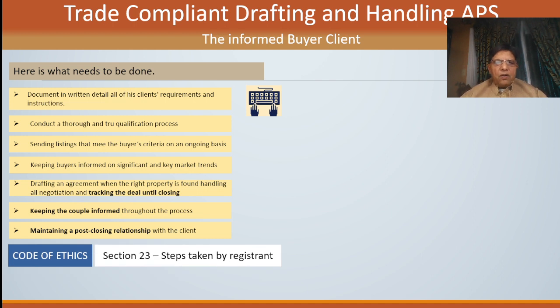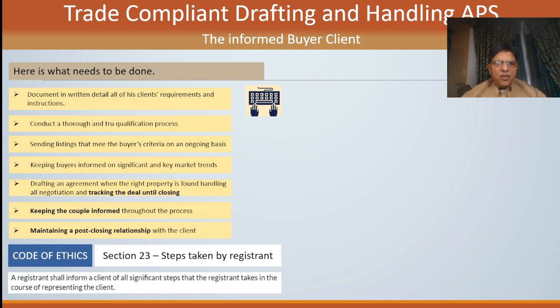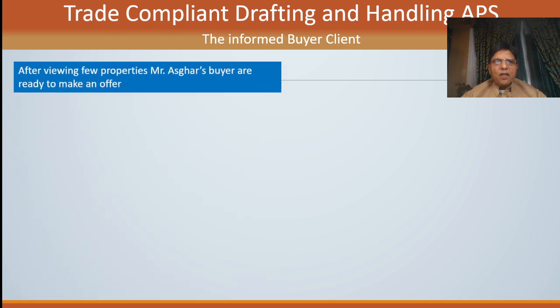Section 23, Code of Ethics, steps taken by the registrant. A registrant shall inform a client of all significant steps that the registrant takes in the course of representing the client. That's what we are talking about: keep buyers informed on significant and key market trends. Any change in the real estate market, that could be related to mortgage or anything related to real estate, keep them informed. That's your responsibility. After viewing a few properties, the buyers are ready to make an offer.